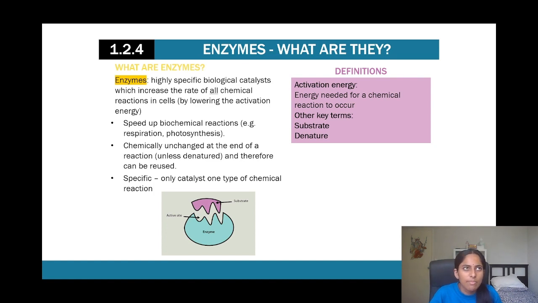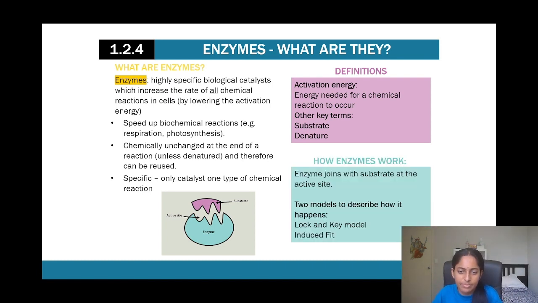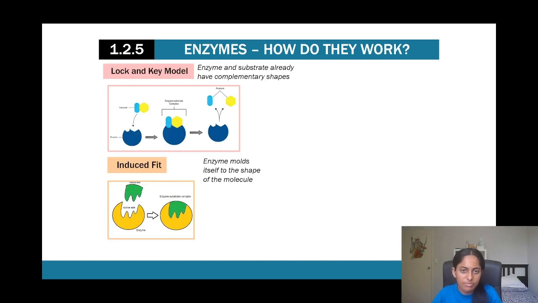So these include certain kinds of enzymes, so things such as amylase, lipase, protease. Anything that ends with ase typically indicates an enzyme. And these just help speed up biological reactions, really. But at the end of the day, once they are used, they remain chemically unchanged at the end of a reaction, and they're specific. And there are two types of models that you can use to describe how it happens. You have the lock and key model as well as the induced fit model. So the two types of models pretty much explore different ways as to how enzymes work.